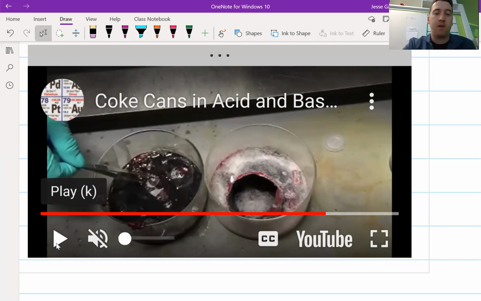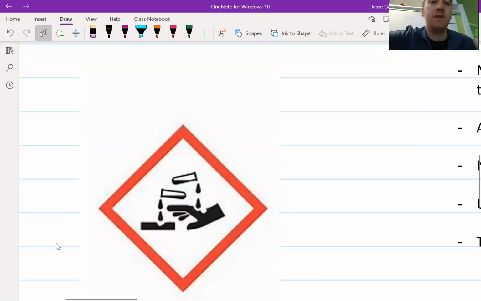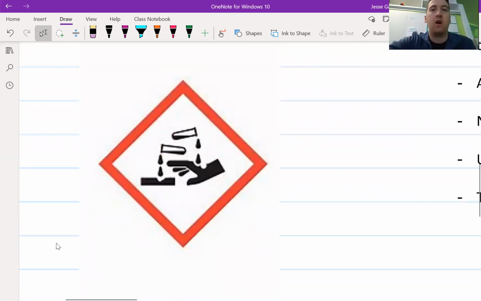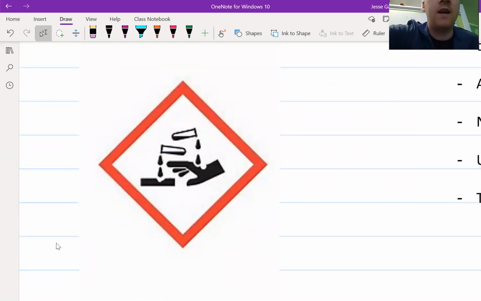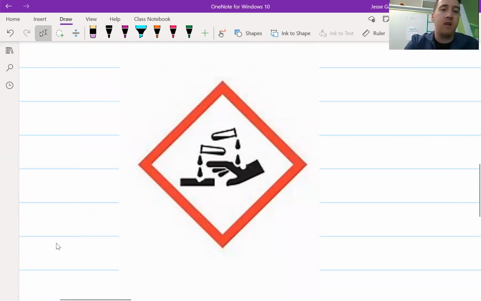That's where this symbol comes in. This symbol right here, you've probably seen it before on some chemicals. What it means is that if you spill it on certain materials, it reacts so violently that it burns through them. It's going to react very quickly and very violently with materials, and it essentially means that they decay. So this symbol here means corrosive.